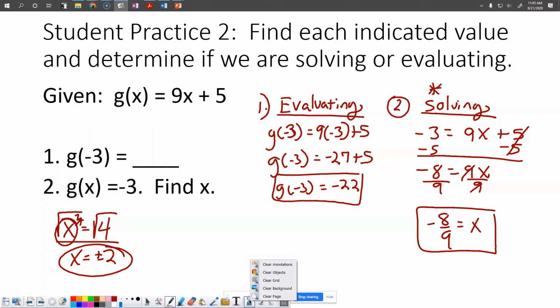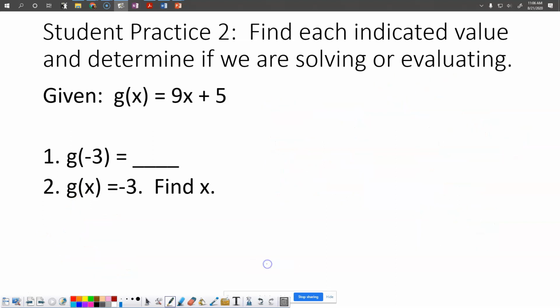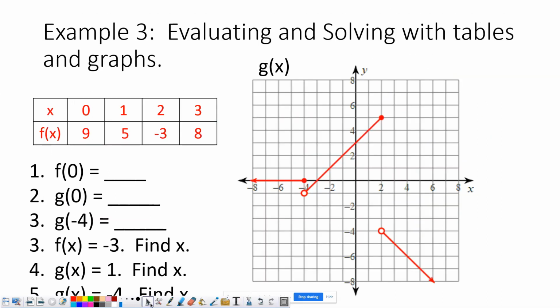And since we haven't talked about these types of functions yet, quadratics, I'm not going to be testing you guys on those. So for now, even though you can technically get 2 answers with solving, you probably won't be because I'm not going to be giving you anything other than linear for now. All right, let's go ahead and move on to example 3. We're going to do the same thing. We're going to do evaluating and solving, but this time we're not going to do it with equations. We're going to do it with tables and graphs, okay?